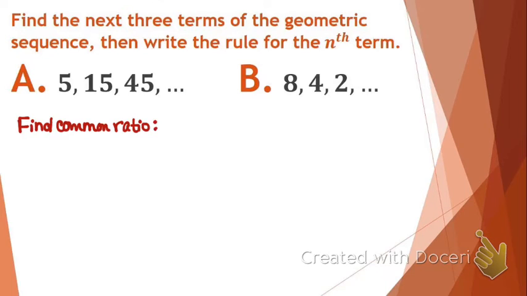I need to take 2 consecutive terms and I need to divide them. I can pick the first and the second, second one divided by the first one. I could pick the second and third, 45 divided by 15. Either way I do this, I get the same common ratio. What is our common ratio here? 3.